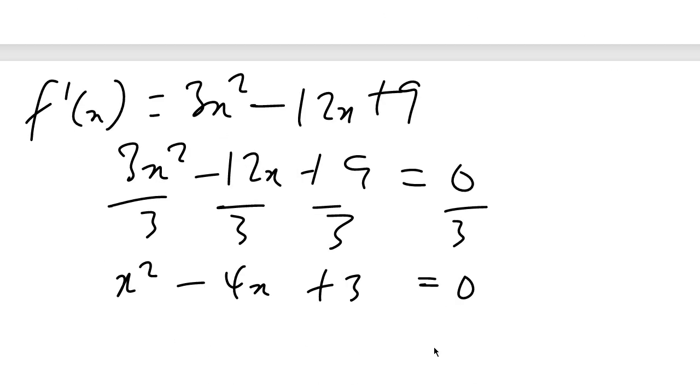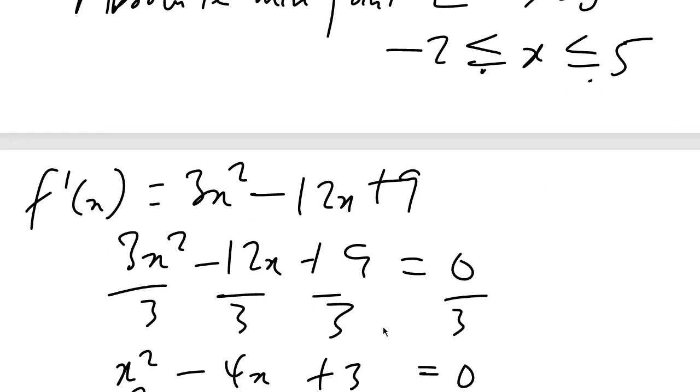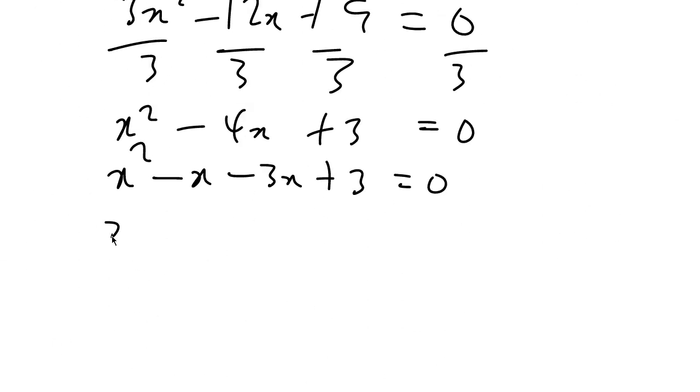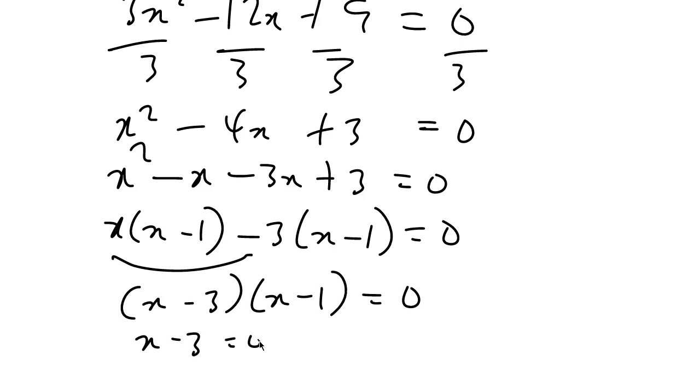Look for two numbers that add to give minus 4, and multiply to give positive 3. That's what? Minus x and minus 3x. So that's x squared minus x minus 3x plus 3 equal to 0. Sorry for that. So on factoring out, you have x into x minus 1 minus 3 into x minus 1 is equal to 0. So take this, that'll be x minus 3 into x minus 1 equal to 0, right? Equate each component to 0.